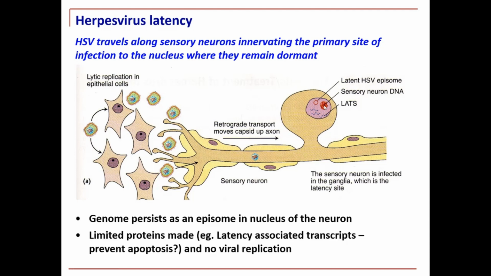It also makes a couple of little proteins, and these are called LATs, or latency-associated transcripts. They're thought to be involved in preventing apoptosis of the infected cells, but there's no viral replication going on at this point.